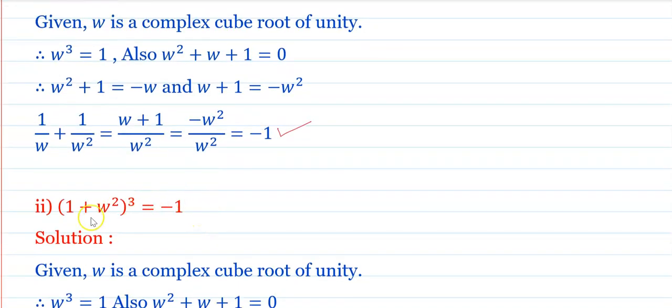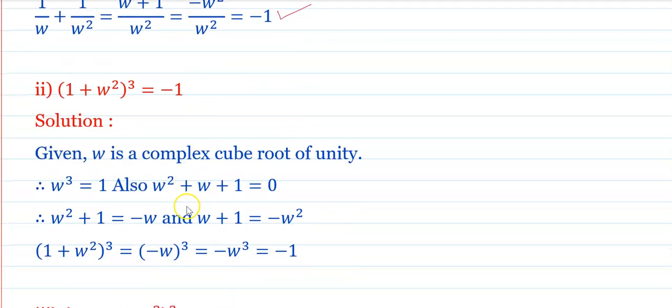Okay. Next, 1 plus omega square bracket cube is equal to minus 1. पुन्हा इथे आपल्याला 1 plus omega square ची व्हॅल्यू, 1 plus omega square is minus omega, and hence 1 plus omega square is replaced by minus omega. That's bracket cube. Then you will get minus omega cube. But what is omega cube? Omega cube is 1, and hence the answer is minus 1.